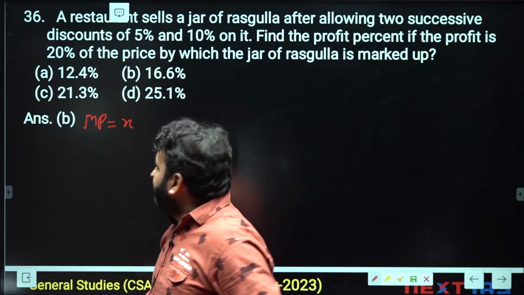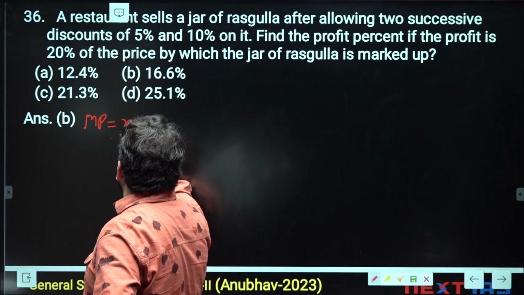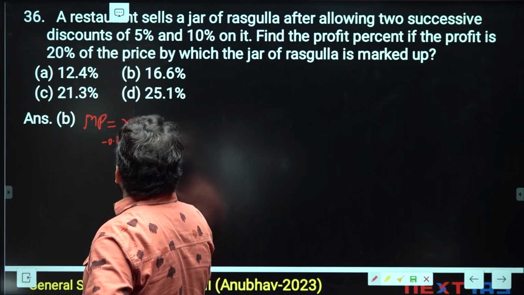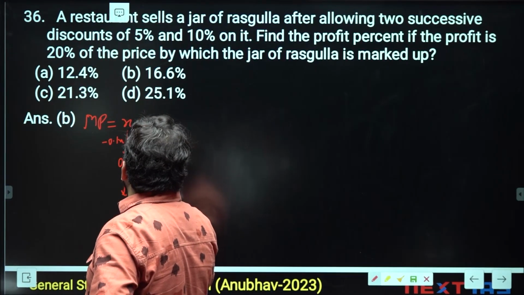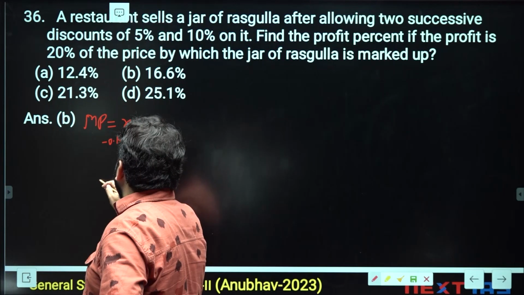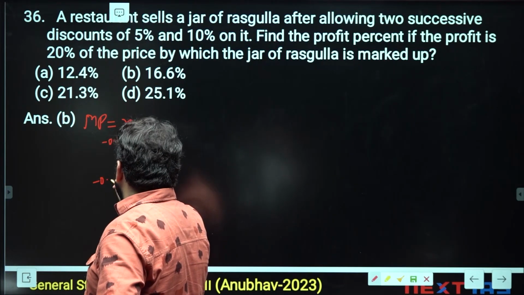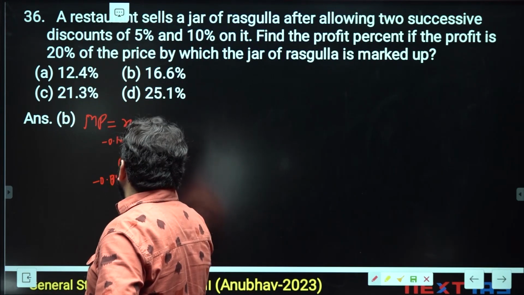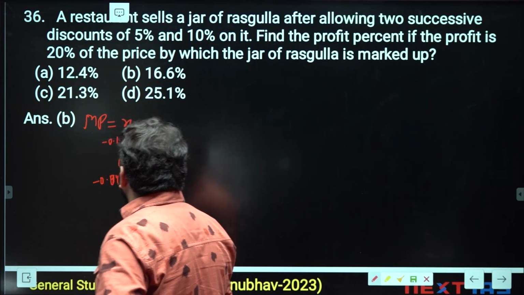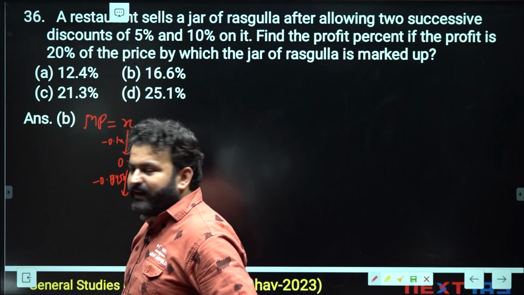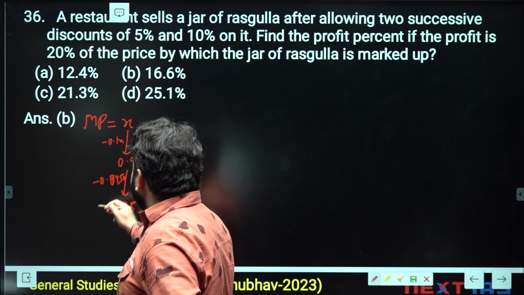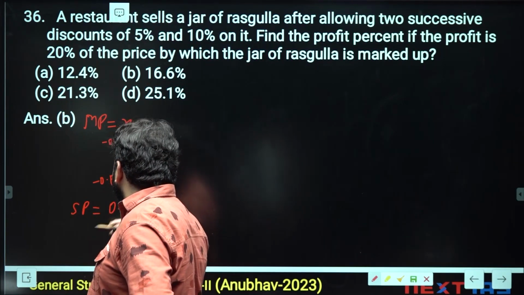Discount of 10%, so first time 10% discount gives 0.9x, and then next time 5% discount. So 5% discount means minus 0.045x. So 5% is 0.045x. Now here it finally comes out to be 0.855x. So the marked price is x, so what is the selling price? Selling price is 0.855x.